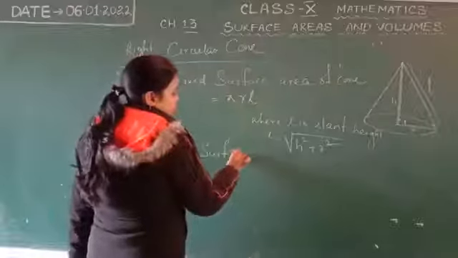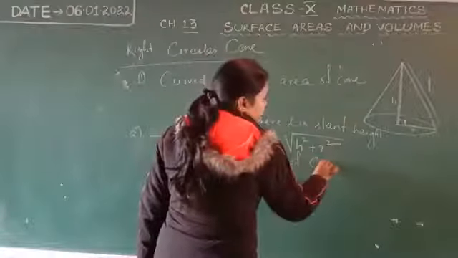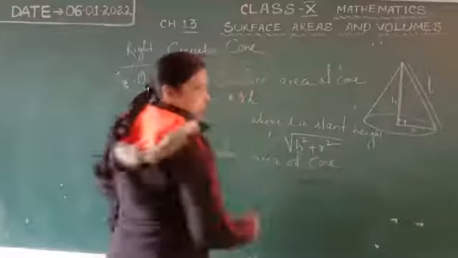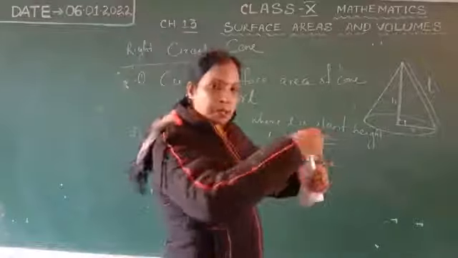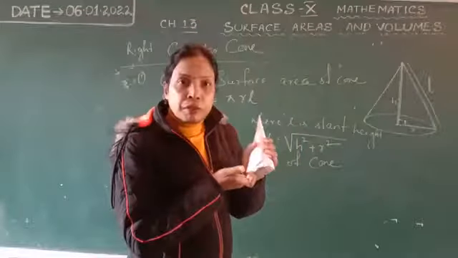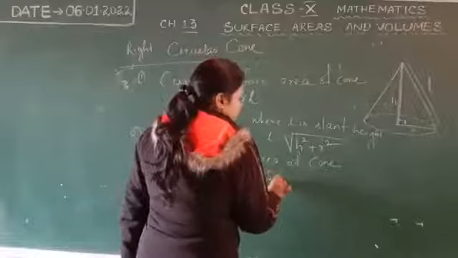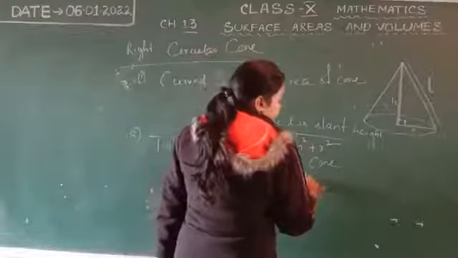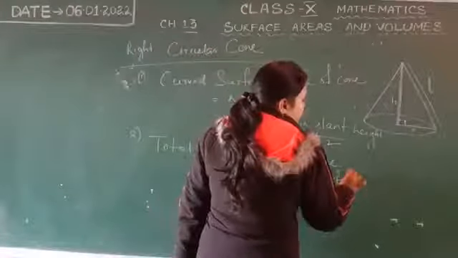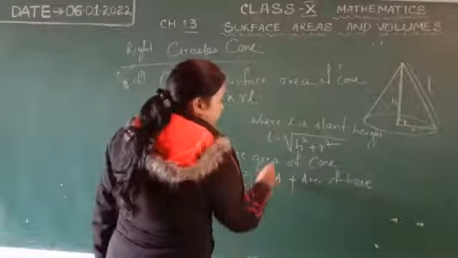Total surface area of a cone, that is equal to what? Now, the curved surface area plus the area of this circular flat. So the curved surface area plus the area of the base. The base is here, a circular base. So that is equal to what?